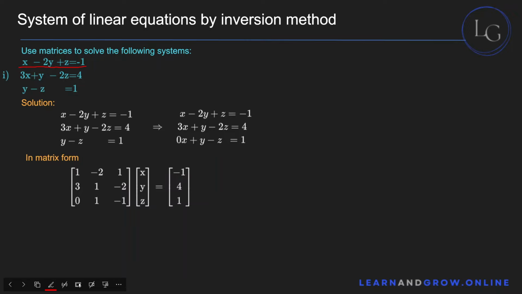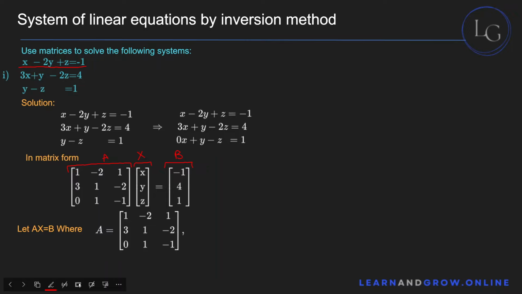Now, you have these matrices. You'll give this matrix the name matrix A. The variable matrix will be called X, and the constant matrix will be called B. So the coefficient matrix A, the variable matrix X, and the constant matrix B.